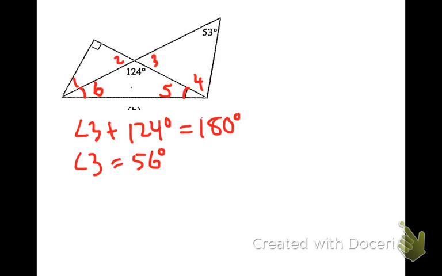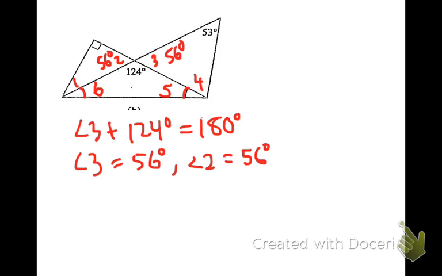We could do the same thing with angle 2. It's the same situation. So we can say angle 2 equals 56 degrees. What else can we do? Luke. You can subtract 124 from 180 and divide that by 2 to get angle 6 and angle 5.